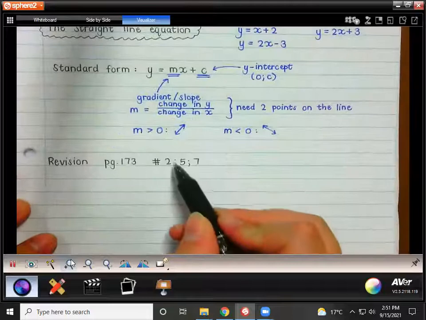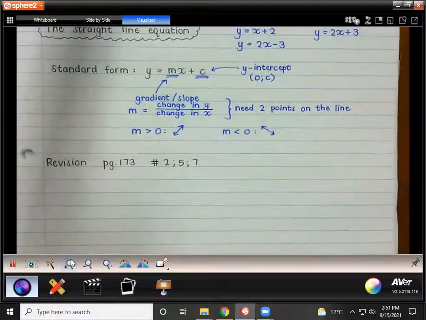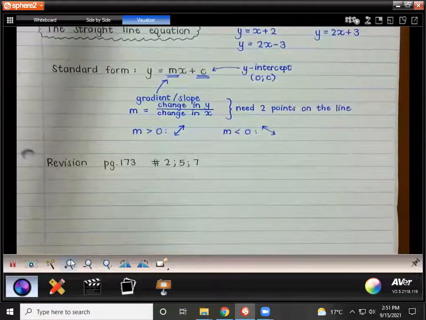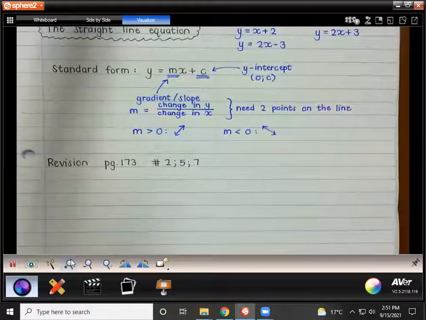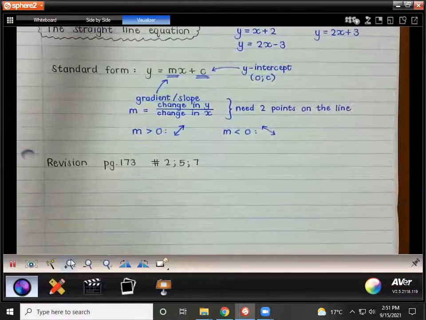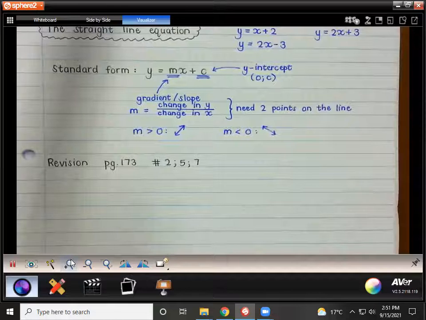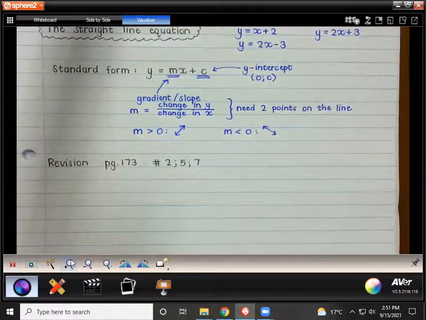In number 2, you're just going to be filling in a table. They're giving you the equation and the x values. You're just going to fill in the y values like we've practiced. In number 5, you must just read off some points. You're going to have to write the coordinates down. Remember how to write a coordinate: first the x value, then the y value with brackets around them.